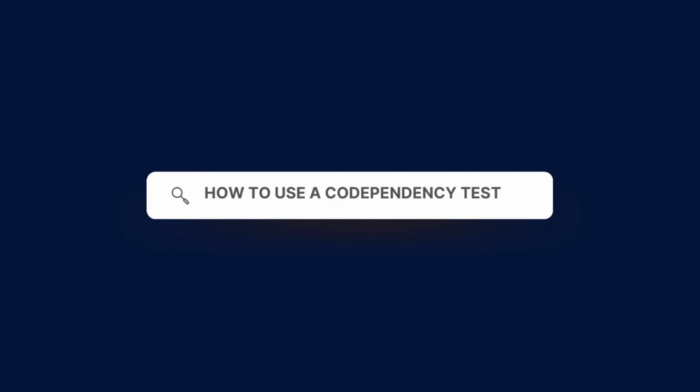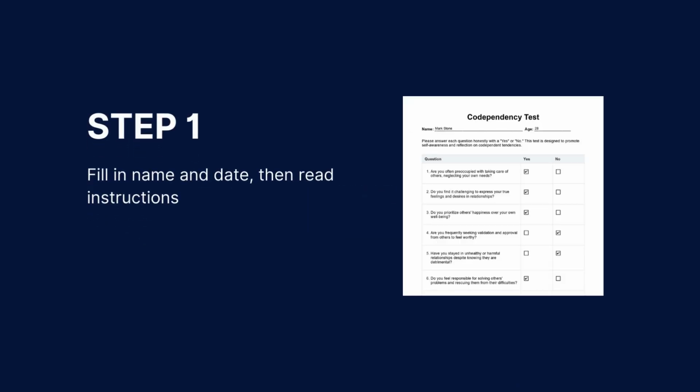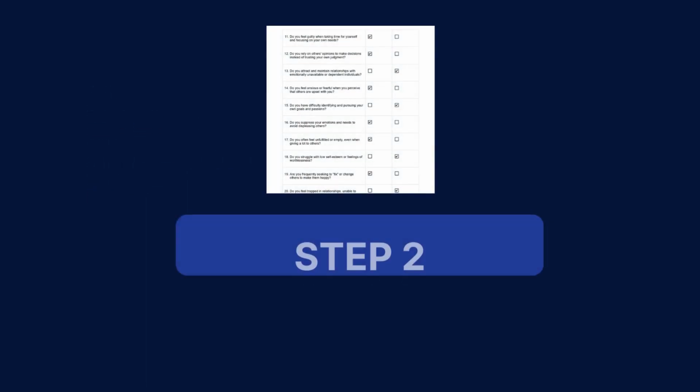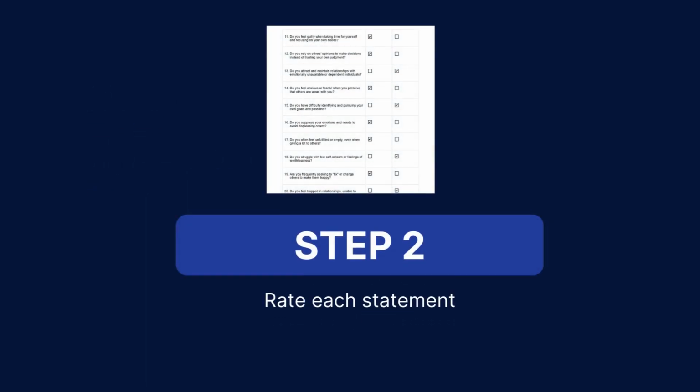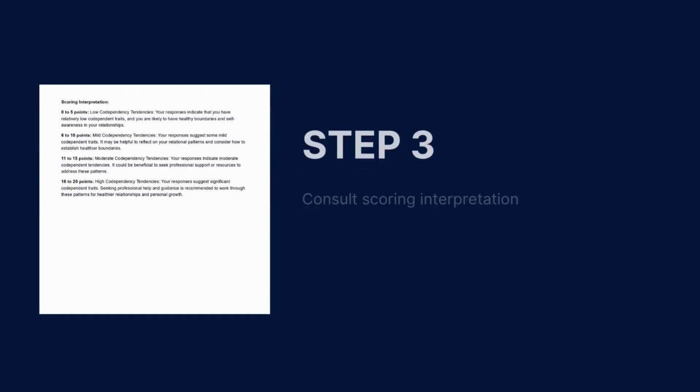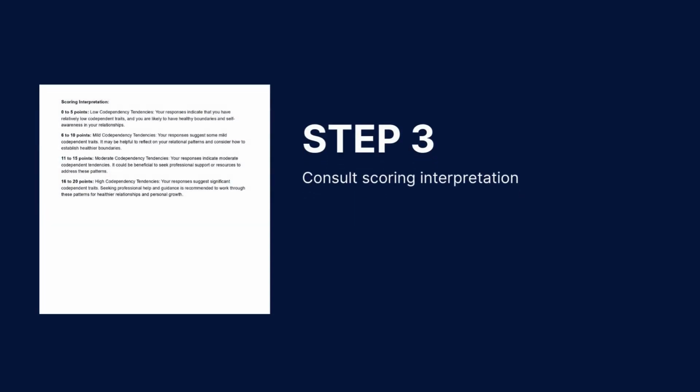Here's how to use a codependency test. The first step is to fill in the name and the date, and then read the instructions. You'll then need to rate each statement, ticking yes or no. Finally, consult the scoring to interpret the results.